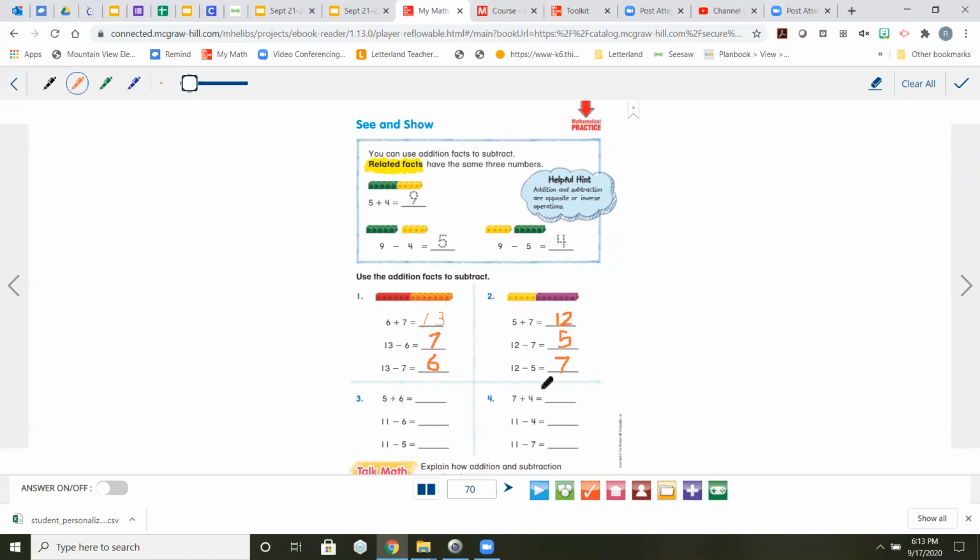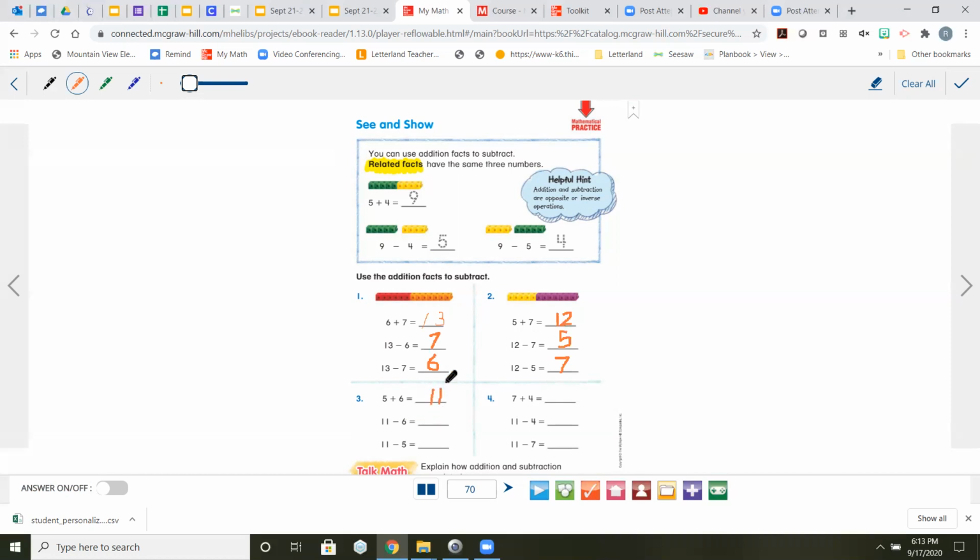Now come down here to number 3 and 4. We don't have our picture to refer to. If you've got something to count things, you could do that. But you could also use what's on the page to help you. Here we have 5 plus 6. These are also facts that you should know just by memorization as well. And if you're not sure, come down here. What number have we not used yet? Oh, the 11. So we're going to put 11 right here.